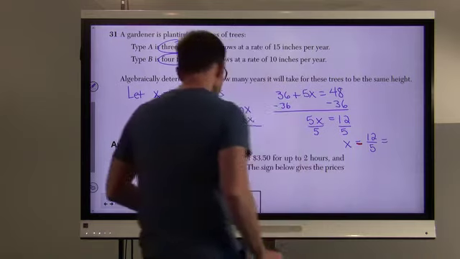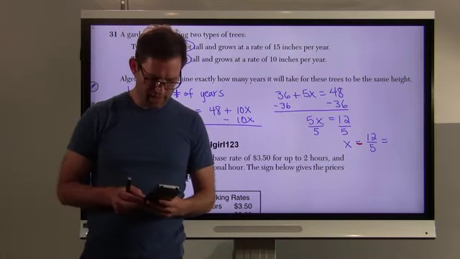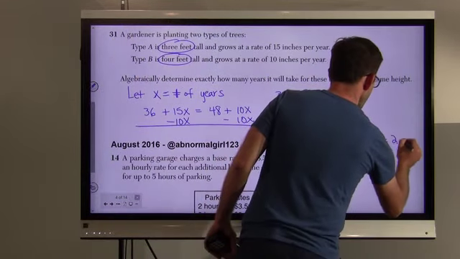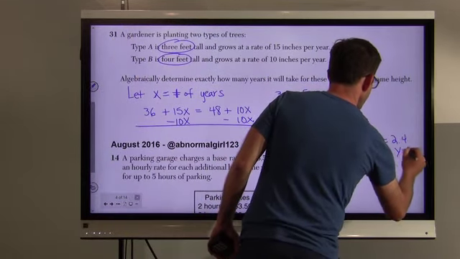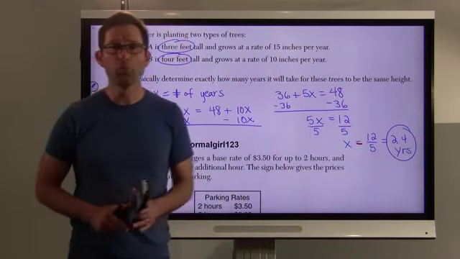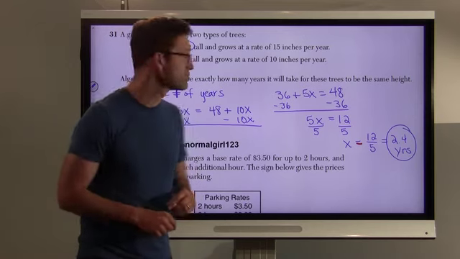Now, for me, at least, I'd like that in terms of a decimal. All right, easy enough to do 12 divided by 5. And I find exactly 2.4 years. Exactly 2.4 years for those two plants to be the same height.